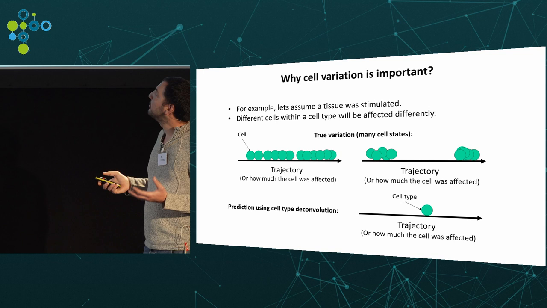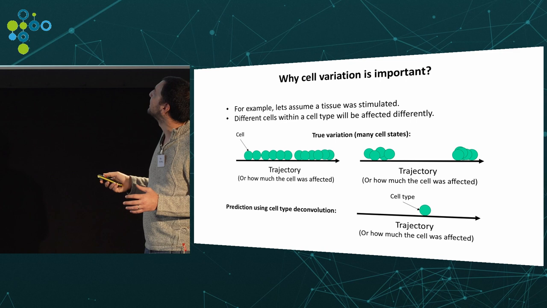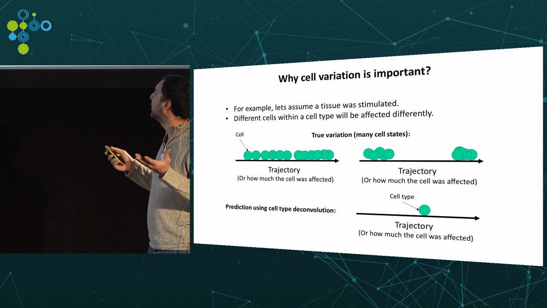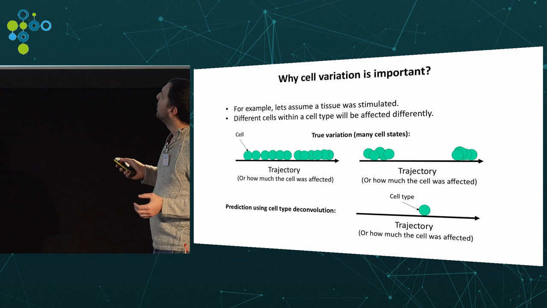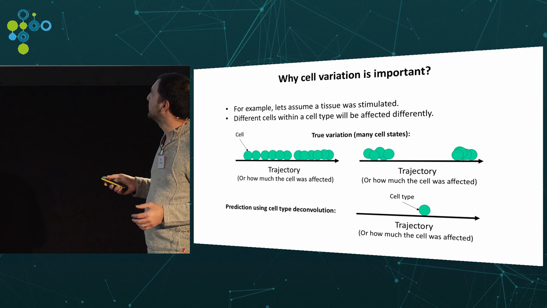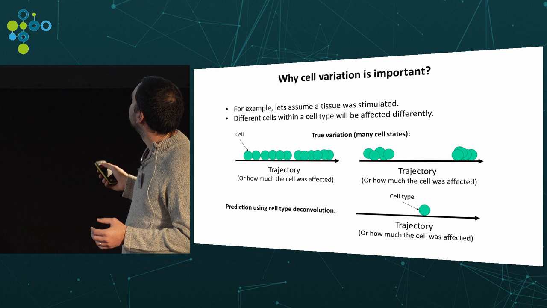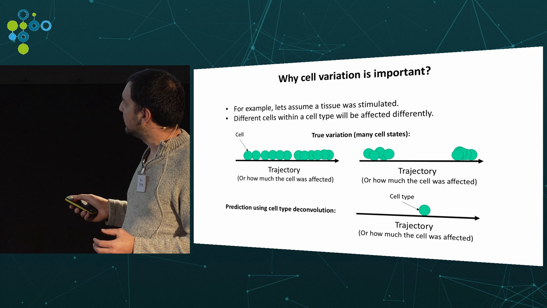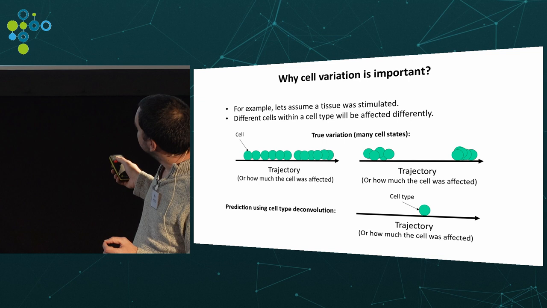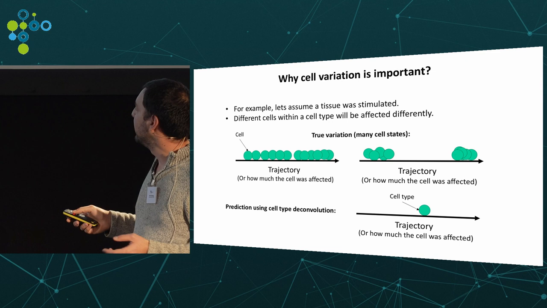So why is the variation important? This is a strange question to ask in this conference. But for example, if you have some kind of stimulation, different cells in a cell type will act differently in this stimulation. For example, if we have a specific trajectory, different cells will be across this trajectory, and maybe there'll be several subsets that are affected differently. And if you just use the average cell type for the prediction, we will get quantities for this cell type, but it's not what we want. We want to see the whole variation. And later I'll show you why it is very important to see the variation in quantities.